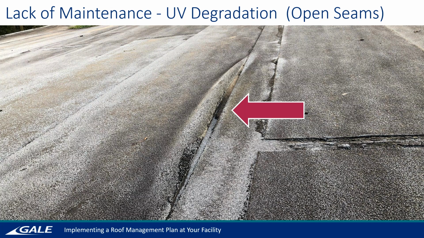Lack of maintenance. So UV degradation. UV degradation can occur, in this case, at the weak point, which is the seam. Unfortunately, when this roof was put on, they did something called a reverse lap, which means once that seam started opening, the water was flowing in the direction of the arrow and it started catching that opening and compounding the issue.